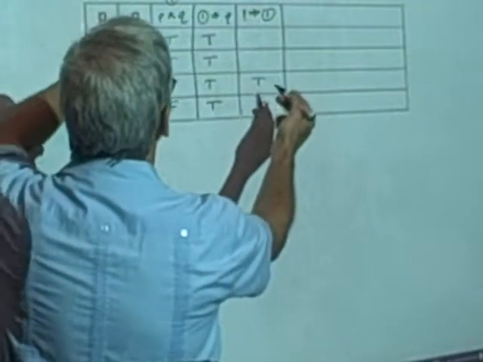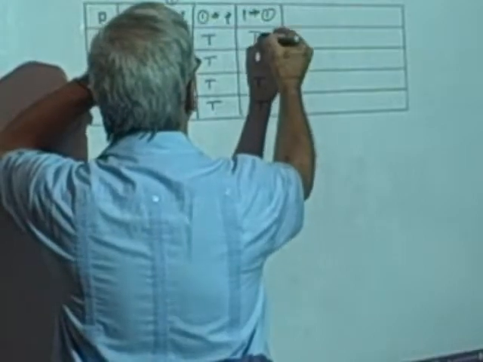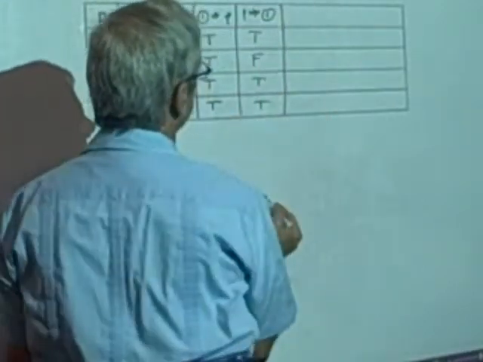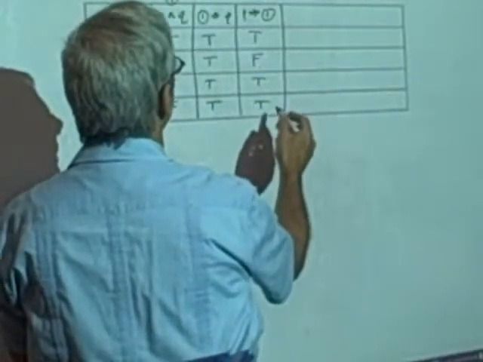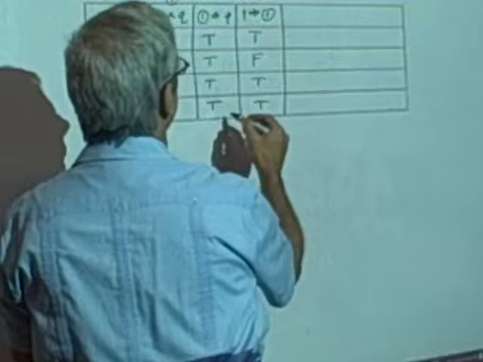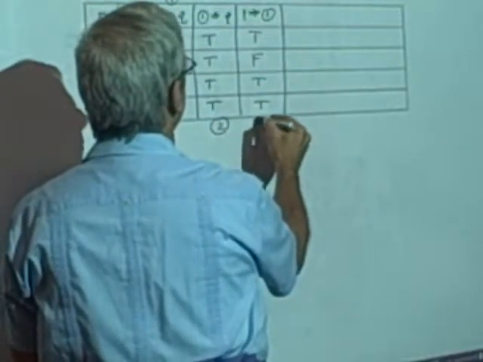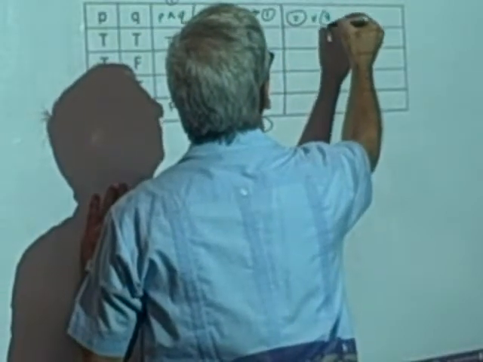Now I look at the consequent here. Anywhere it's true, this is true. Anywhere it's false, it's false. So this one is not a tautology. Now, I want to number that column and this one, because I want to disjunct them. So this is column 2, this is column 3, and I'm going to look at 2 or 3.